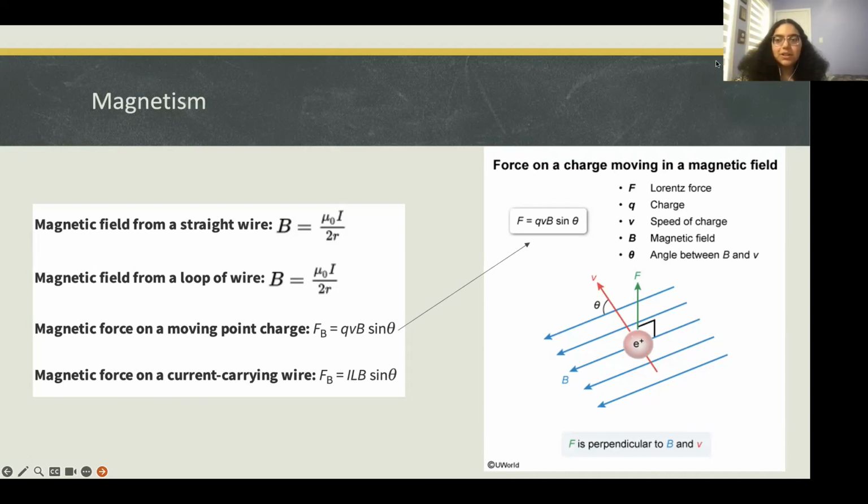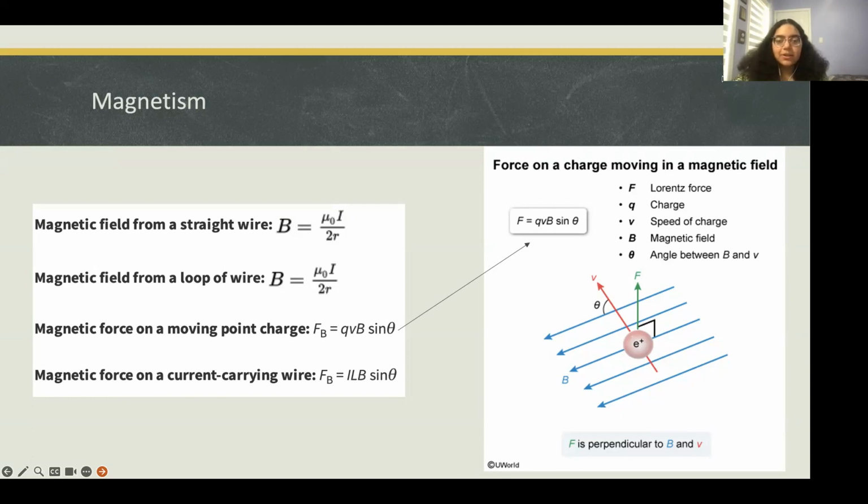And if those things aren't all 90 degrees from each other, so charge doesn't have a direction, but if the speed and the magnetic field are not already 90 degrees, you want to take sine of the angle between them. If they are 90 degrees, then sine of 90 is 1. So that's why. And then the magnetic field can also be derived from equations on the left there, based on if you have a straight wire or a loop, but similar equations. And then you just need to know the force as well. Another equation for the force can be ILB sine theta, and that's if it's a current carrying wire.